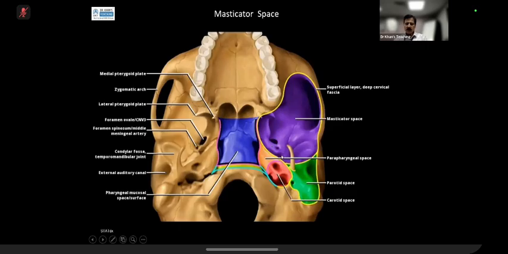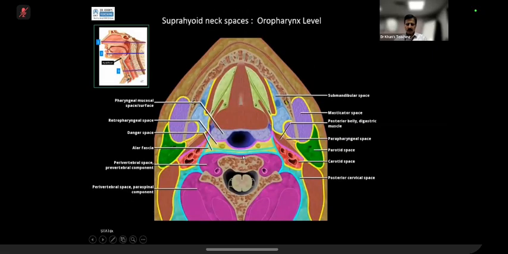Repetition, many of the spaces go and touch the base of the skull. That is why, if there is a tumor in the space or there is infection, it can go into the cranial cavity. So the masticator space is this purple space with the foramen ovale, the carotid space with the jugular foramen. We have done that. The parotid space with the stylomastoid foramen, from where the facial nerve comes out. And of course, this is the pharyngeal mucosal space.